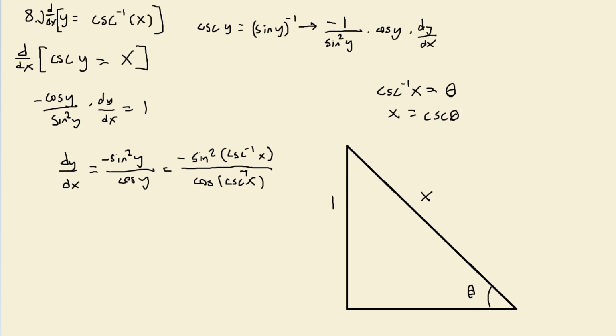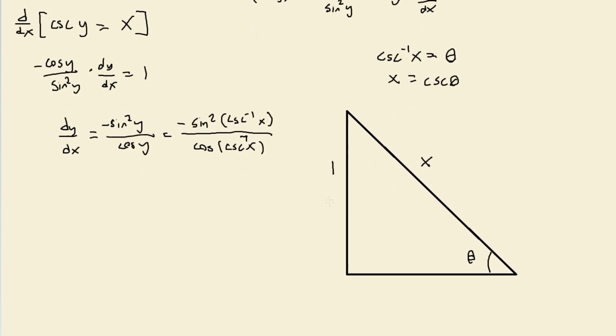And so what is the side length here? Well, actually, it's exactly the same as the last triangle. It's going to be the square root of x squared minus 1. And now we just plug in theta here for inverse cosecant of x, and we get that dy dx for the arc cosecant of x is going to be equal to negative sine squared of theta on this triangle divided by cosine of theta on this triangle.